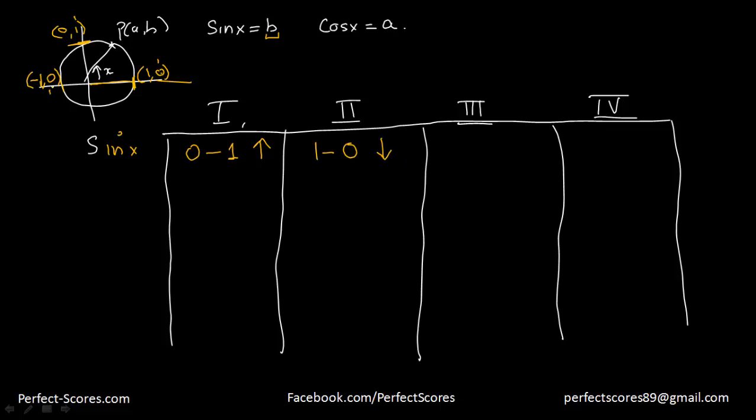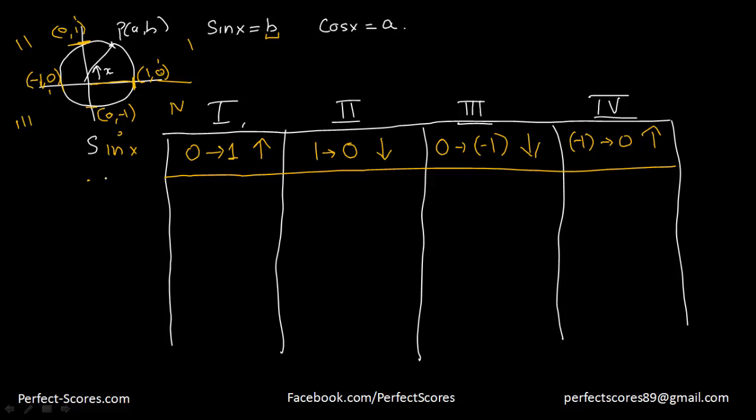Now what happens in the third quadrant? In the third quadrant, from 0 it's going to go till negative 1. From 0 all the way till negative 1, which means again it is going to decrease. And in the fourth quadrant, it is going to go from negative 1 all the way till 0. Let me put an arrow mark here. That means it's going to increase. So this is the value of the sine function here.